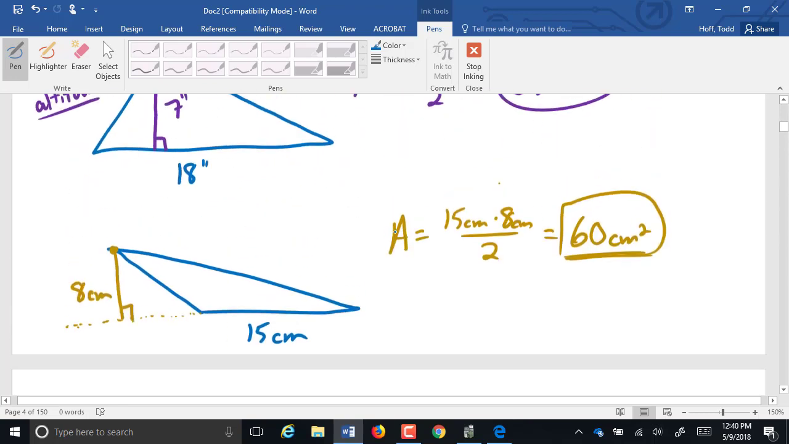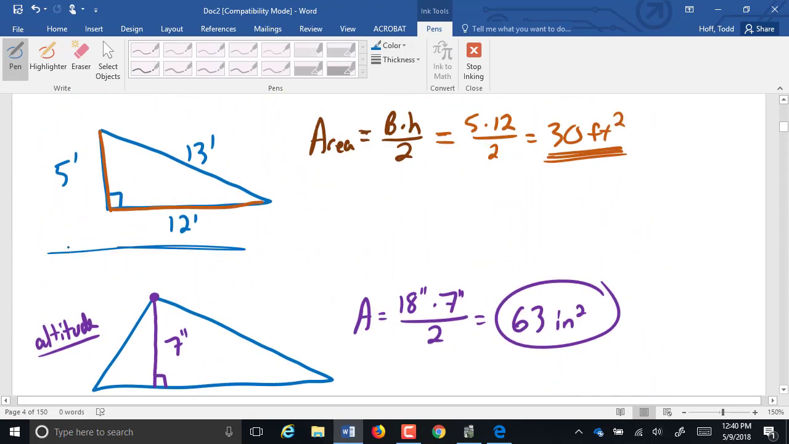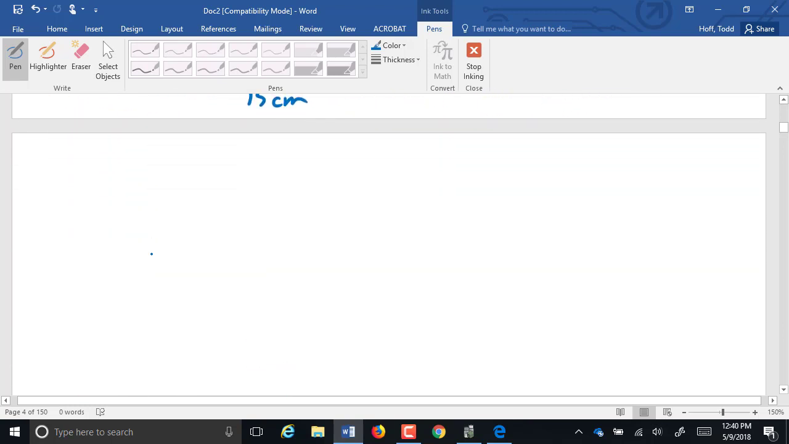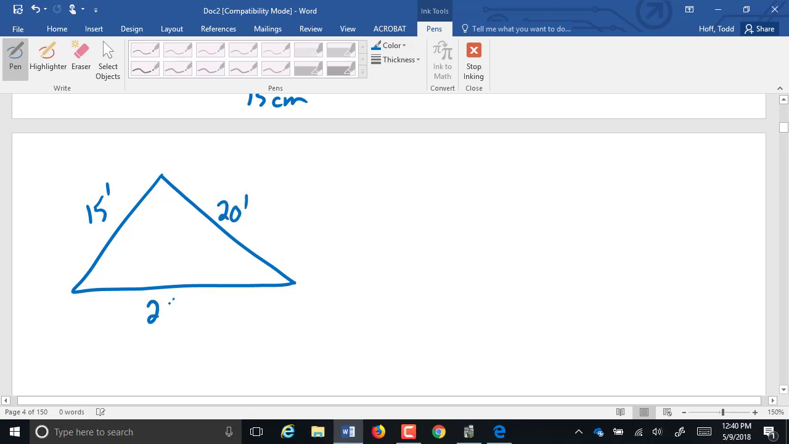So in all of these, we either had to have a right angle in the triangle, or you had to have information that gave you that altitude that forms the right angle or perpendicular with the base. If we did not have a right angle, so let's say that this was 15 feet, 20 feet, and 25 feet. How would we find the area of that triangle?